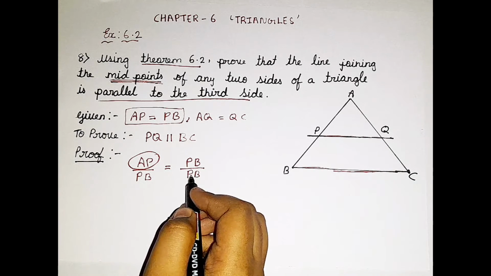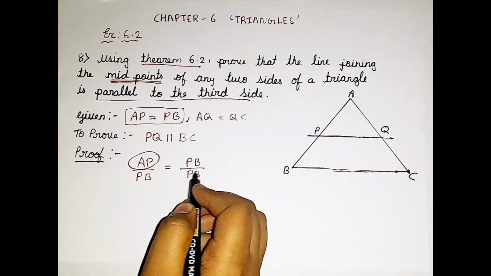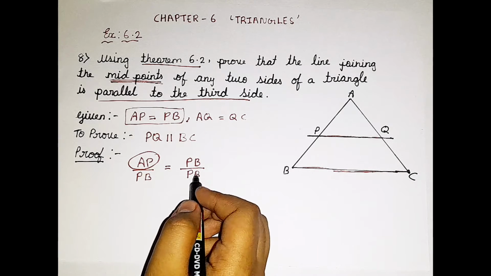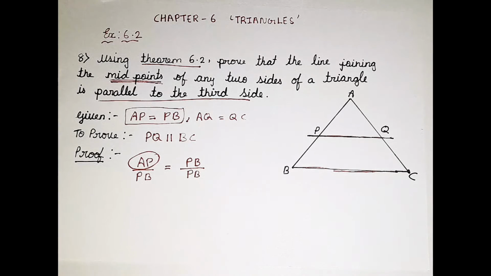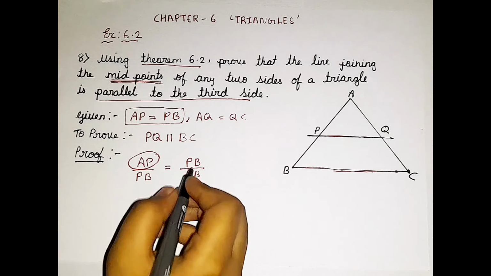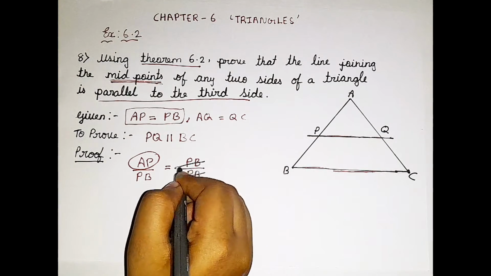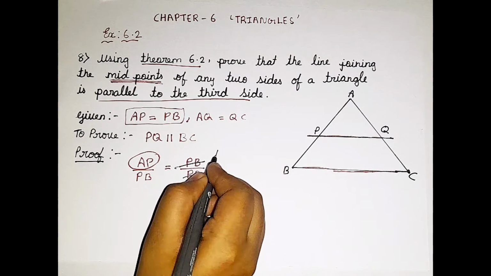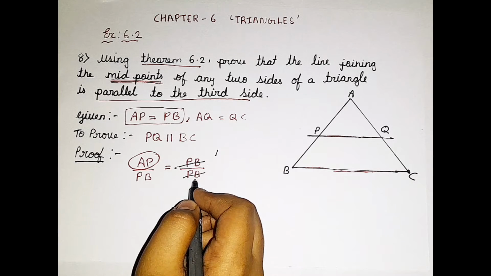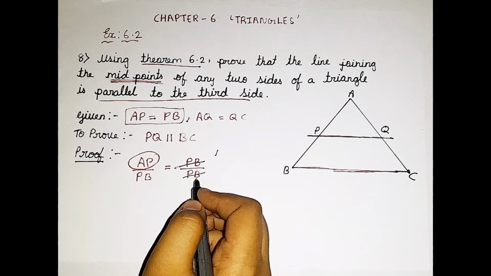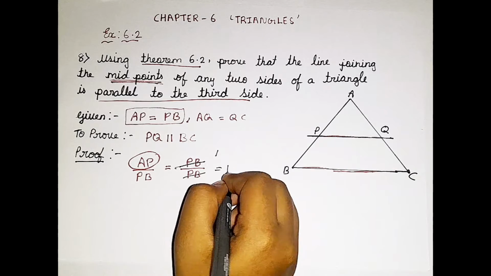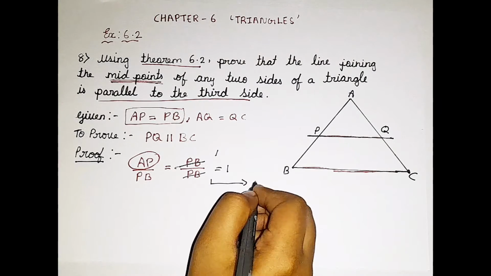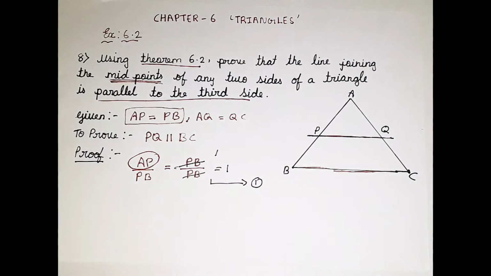Okay. So now I got a value that is PB by PB. Am I right? So we can just cancel it. So when I cancel it, I get 1. So now finally I got 1. Since we got 1, I am going to take it as equation number 1. Alright. So now let us take another one.